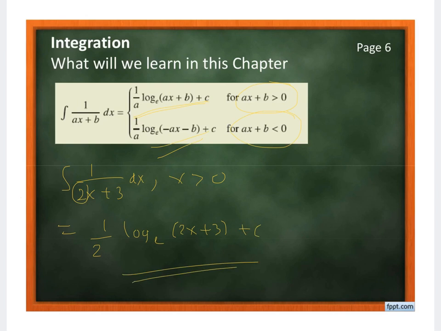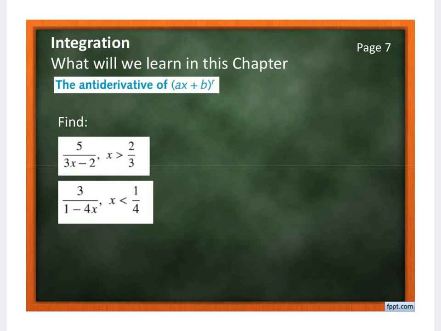We'll see another exercise. Find the antiderivative of this question below. We see the x is bigger than 2/3. Bigger than 2/3 can be 1, 2, 3, 4, and so on. We try if x is 1, 3 times 1 minus 2 equals 1. 1 is bigger than 0.